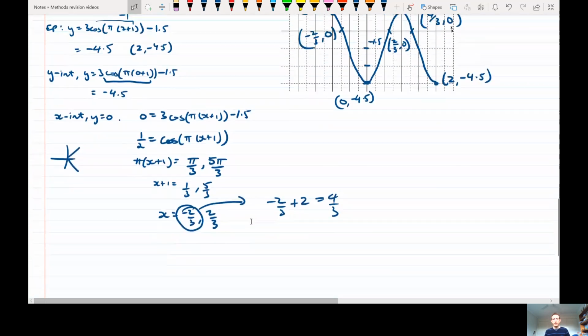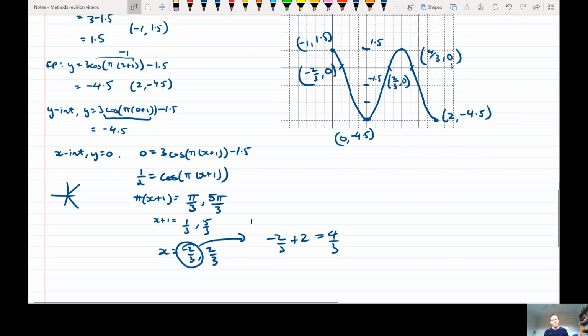Sketching circular functions is not the easiest topic that we do, but hopefully that helps you remember how to do it and give you some different ways to think about it as you go through.